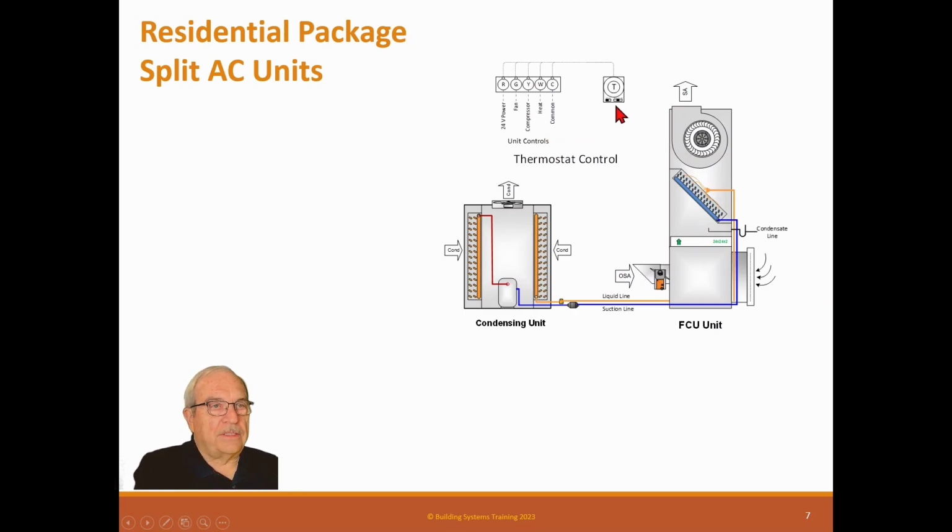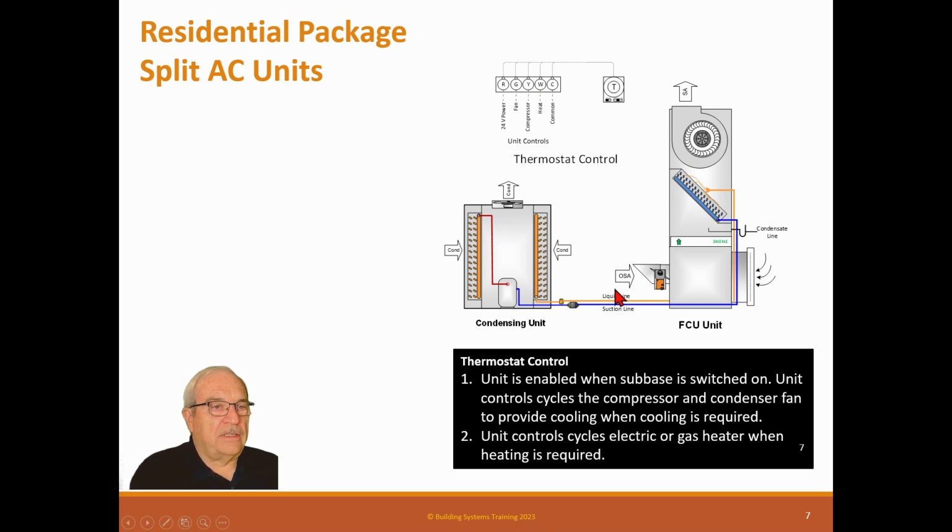And that's the standard way. It has a sub base again. Sub base is exactly the same as the other units. Thermostat sequence would be: unit is enabled when the sub base is switched on. Unit control cycles the compressor and condenser fan to provide cooling when cooling is required. The unit control cycles electric or gas heater when heat is required.